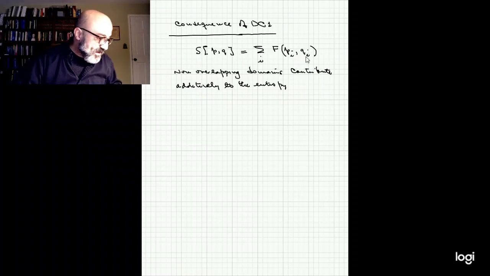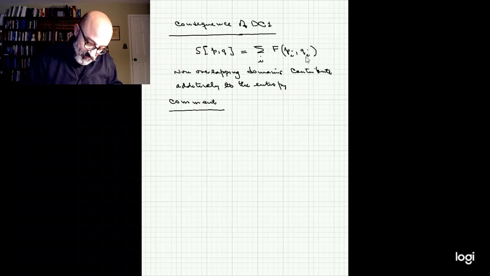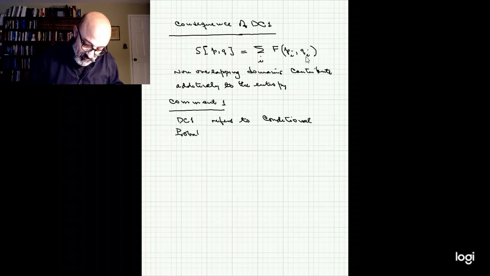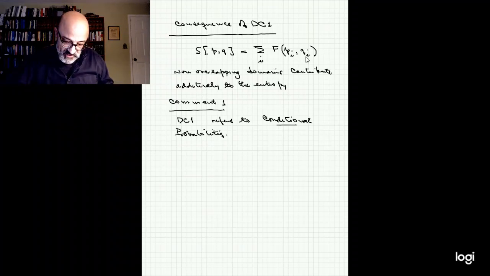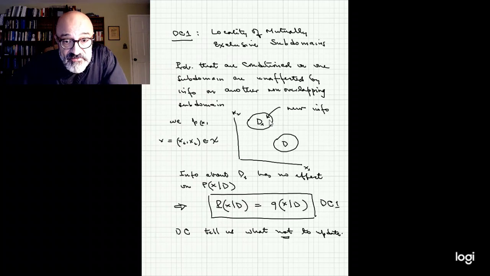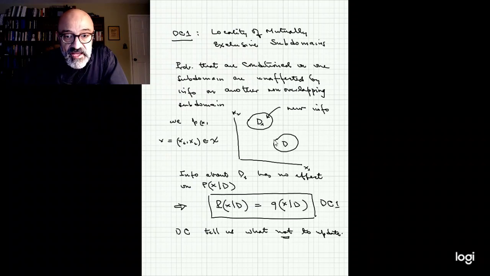Comments. First comment. DC1 refers to conditional probabilities. This is crucial. Let's go back to here to see why that might be. Suppose that I give you information about this subdomain. The probability here can be affected. In fact, suppose I were to tell you that the probability here is 1.